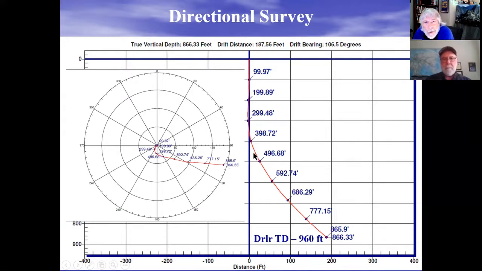Somewhere right around 400 feet, you can see this hole is now kicking way over. And it's kicked so far over that your driller total depth is 960 feet, but your true vertical depth is like 867. So you're about 100 feet off total depth. And more important, you're off in a horizontal plane by almost 200 feet.